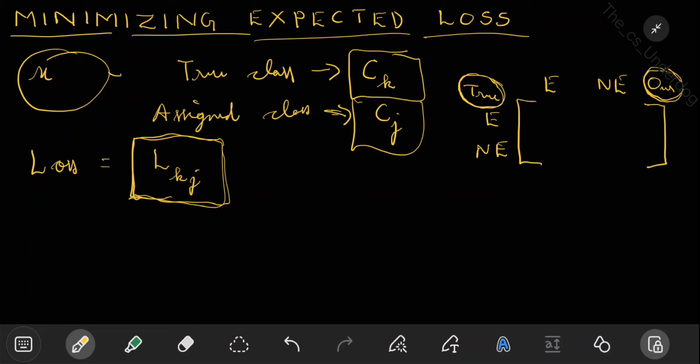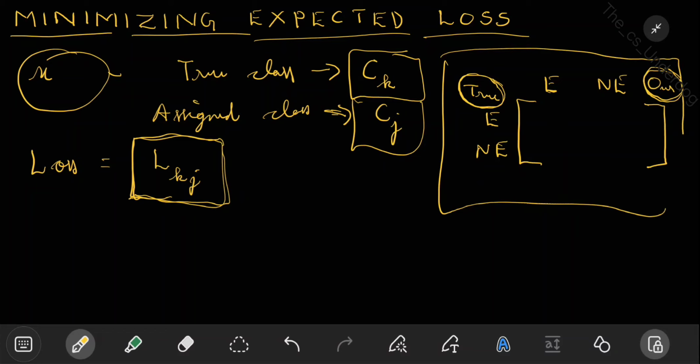So if it is truly enemy and we marked it as enemy, in that case this is the loss matrix. Okay, this is your loss matrix. So if it is actually enemy and you marked it as enemy, loss should be 0 here, right? Similarly, if it is not enemy and you marked it as not enemy, this should also be 0, no loss there. If it is, let us say, not enemy but you marked it as enemy, let's say here loss is 1. Okay, it is not an enemy but you marked it as enemy.